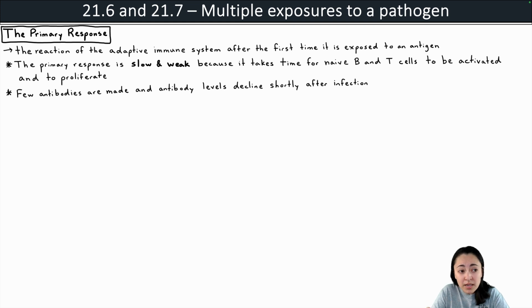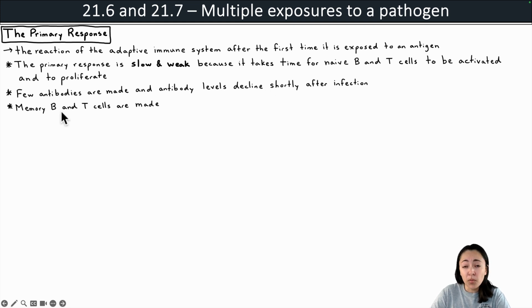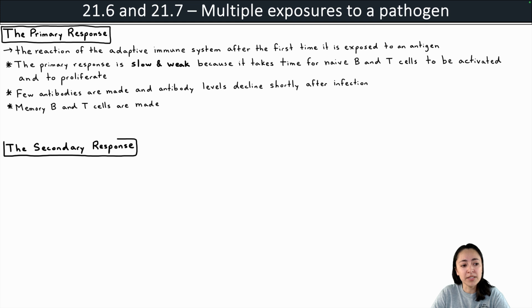During your primary immune response, few antibodies are made, and the antibody levels tend to decline shortly after infection. However, one of the benefits of the primary immune response is that you're left with memory B and T cells. This helps your body respond during your secondary immune response.